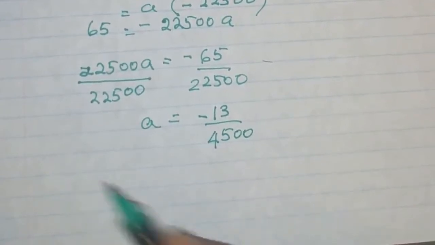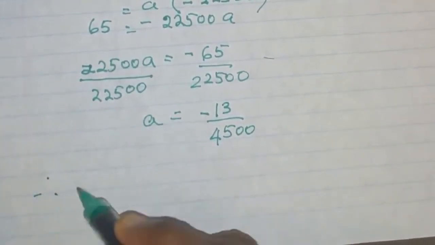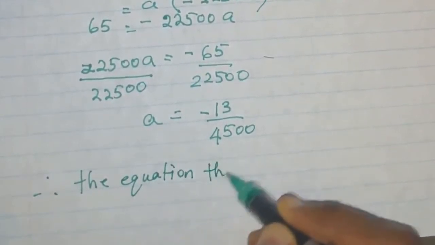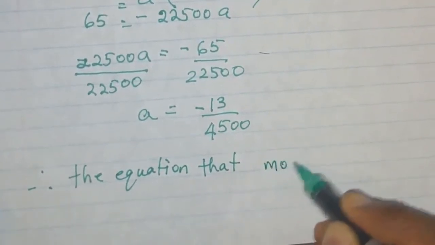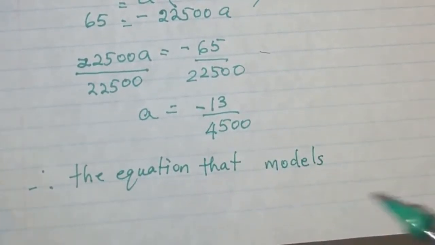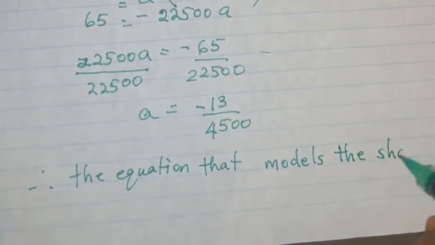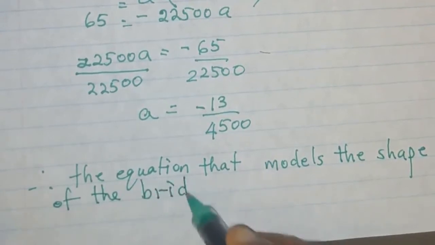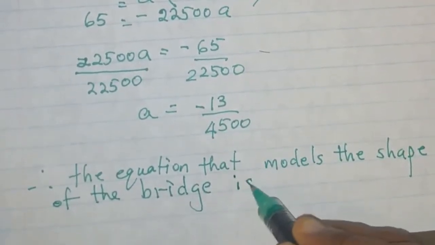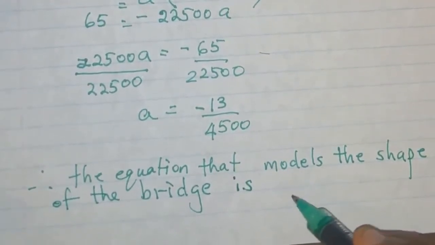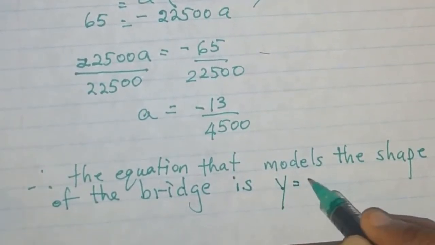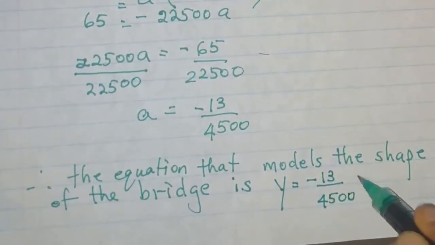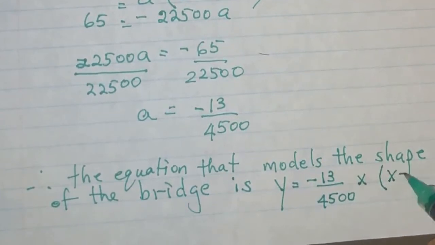So therefore, the equation that models the shape of the bridge is y equals negative 13 over 4,500 times x times x minus 300.